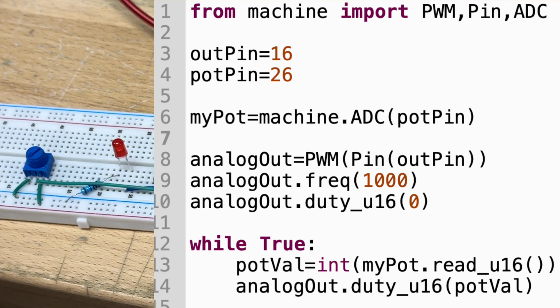While True, endless loop, potVal, we're going to read the potentiometer there, and it does need to be an integer, so we're going to cast it as an int. And then, yeah, it's pretty straightforward now. We just have to set the duty cycle of analogOut to the same value as potVal.